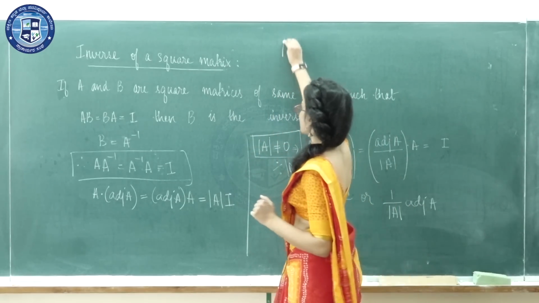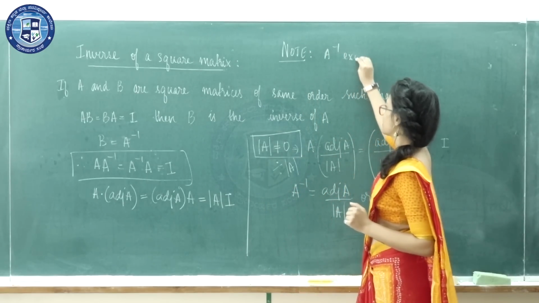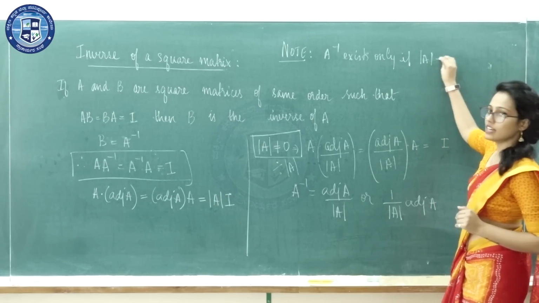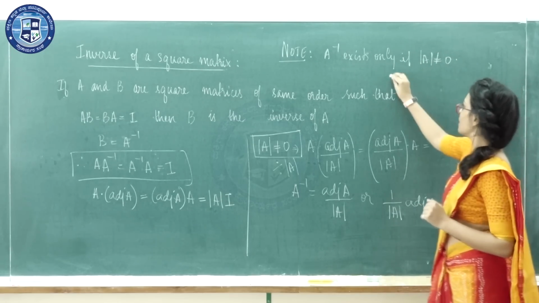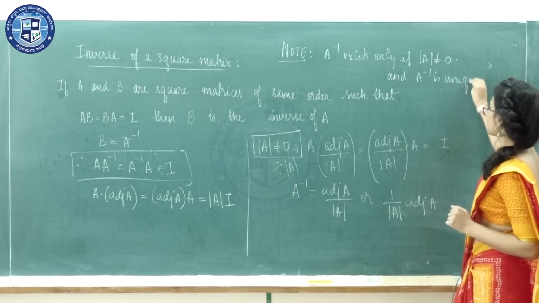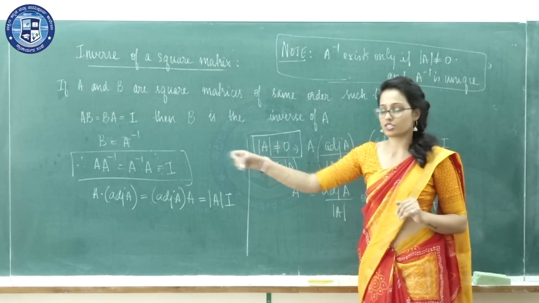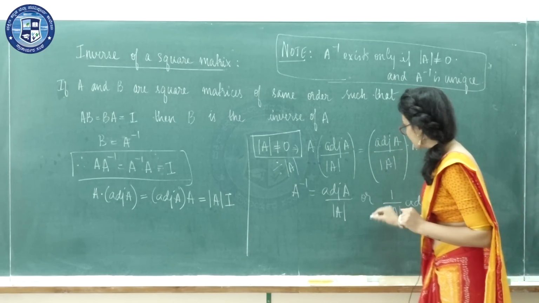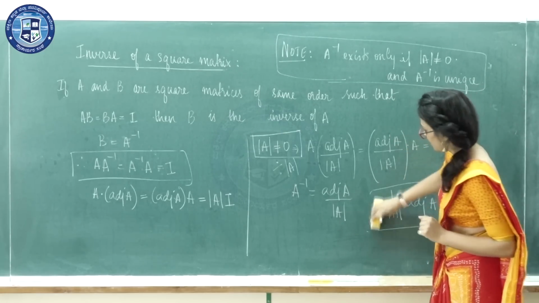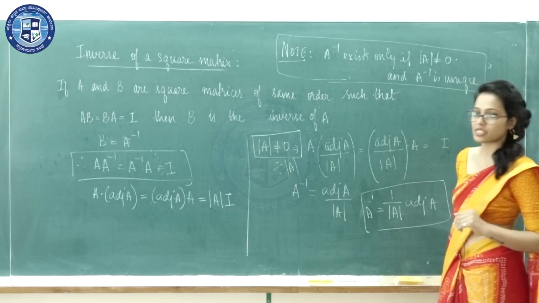So, let us write a note next. A inverse exists only if determinant of A is not equal to 0 and A inverse is unique. Okay. So, for our problems it is enough for us to remember this formula. A inverse is equal to 1 by determinant of A into adjoint of A. If you remember this formula, it is enough for the problems.